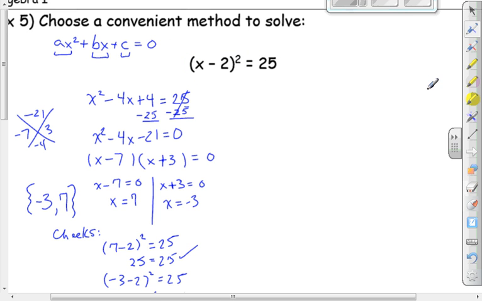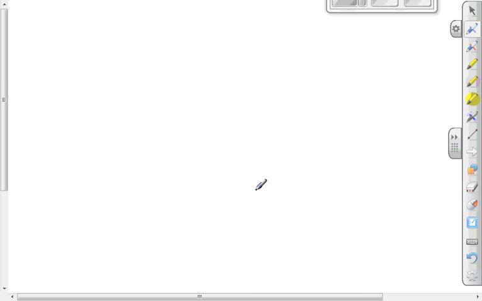As we were discussing in class, there is an alternate way to do some of these types of problems, and that would be by using square roots. So I'd like to take a look at that now. Before we do that, I'd like us to think about a couple of ideas first.